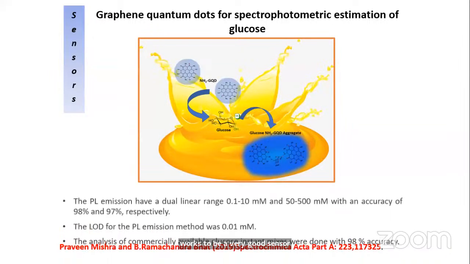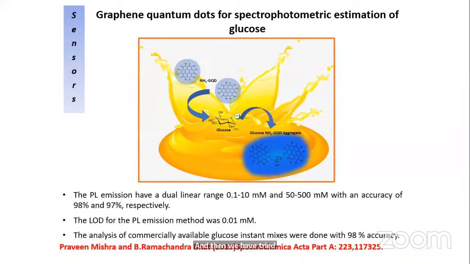And then we have tried with the graphene quantum dots. Here you can see the graphene quantum dots for spectrophotometric estimation of glucose. The graphene quantum dots are functionalized, that is, amine functionalization is done. This amine functionalization of graphene quantum dots helps in binding with the glucose, and thus you get a glow here, so the estimation of glucose is possible.